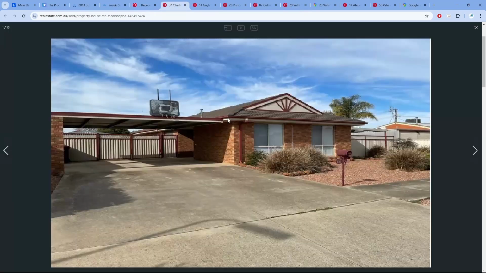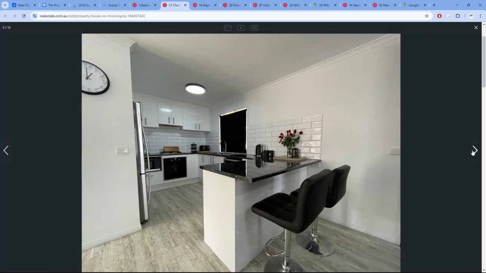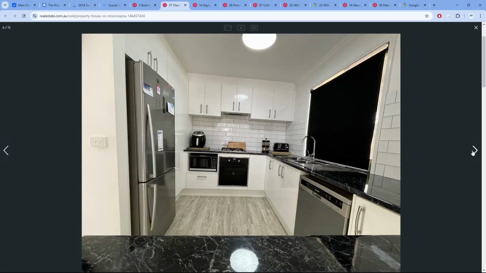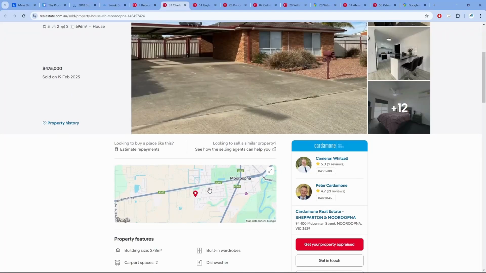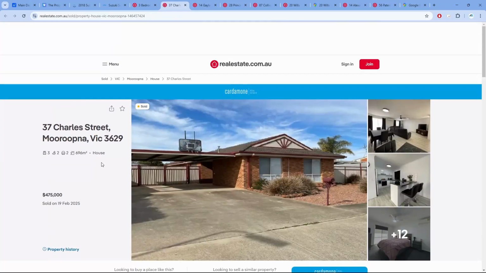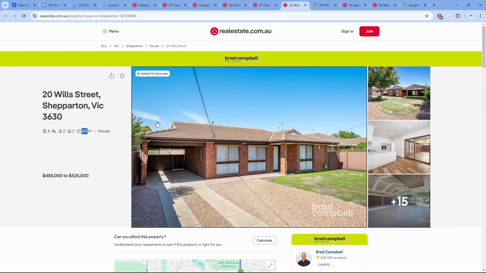Okay, this one's in Moranupna for 475. Also very good interior, very good kitchen, very good tiles, etc. 696 square meters of land, but this is in Moranupna, so a less ideal pocket of Shepparton, for example. This sold for 475. So immediately I'm going to think, okay, if this is 475, then I need to offer more than this for this property because it's in a better area. It's also freshly renovated, similar block size, and also 3x2. And this one already says 485 to 525. So I'll already be looking at in the range of maybe 485 to 490.